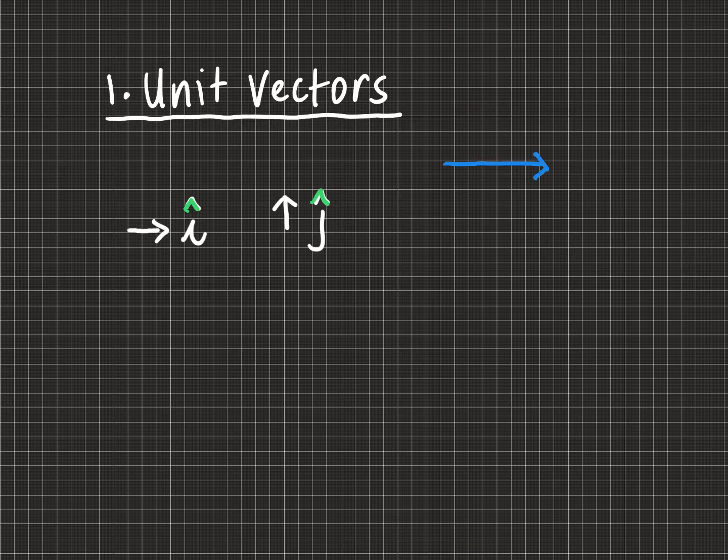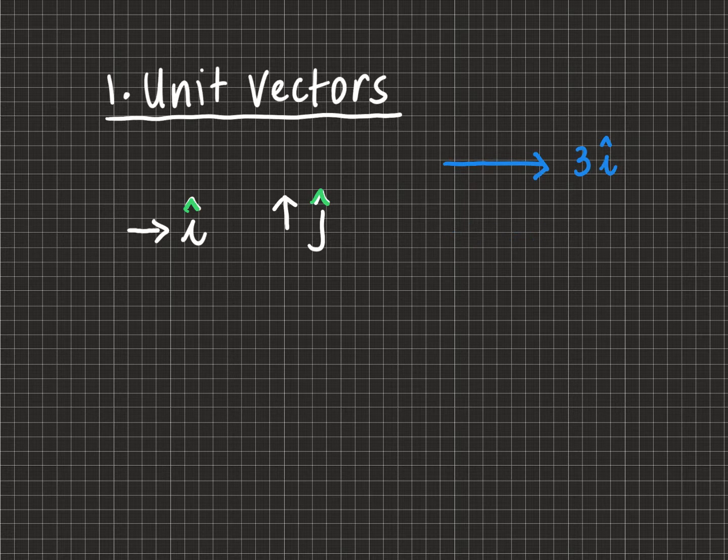Have a look at this blue vector over here. This blue vector is 3 steps to the right. We call him 3i because he is 3 lots of the unit vector i. We could think about it as there's 1 of them, 2 of them, 3 of them.